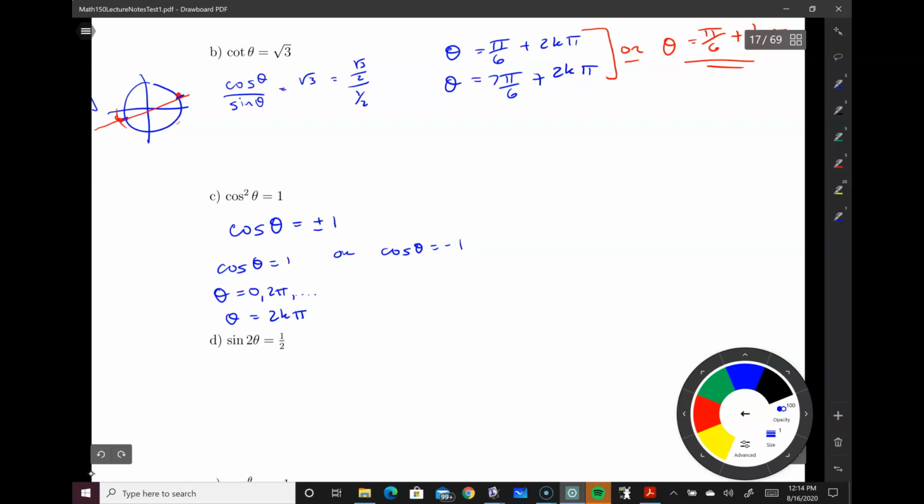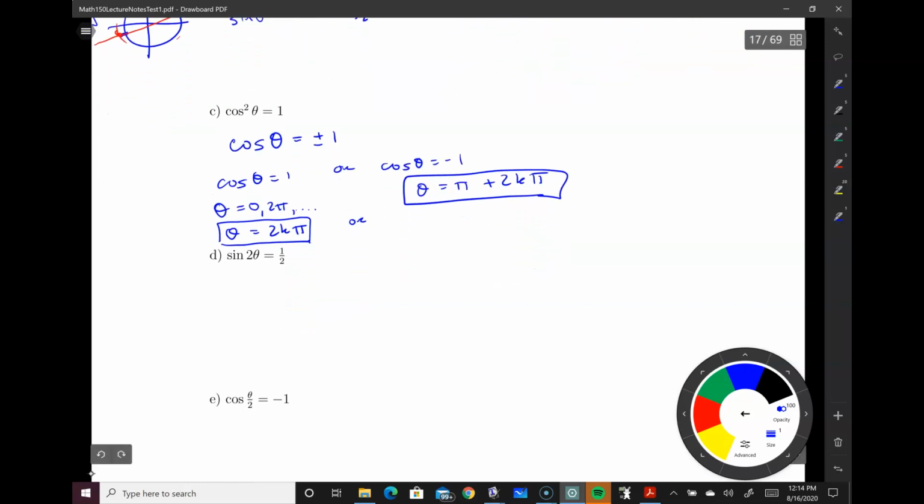So k could be 0, that gives me 0. K could be 1, right? So those are the answers I get from cosine of theta equaling 1. Or I also get where cosine of theta is negative 1. When that's happening, theta is equal to pi plus any 2k pi multiple. So both of these here. And I box these answers, but it's not necessary for you to box answers.